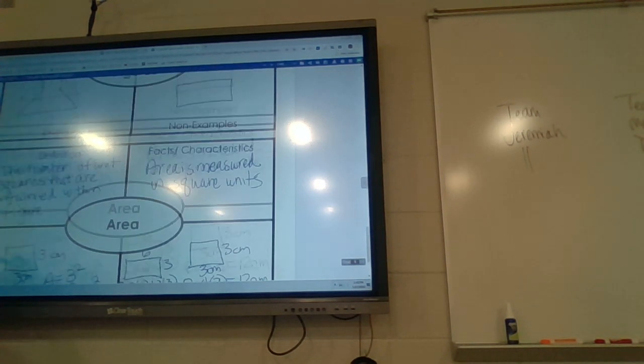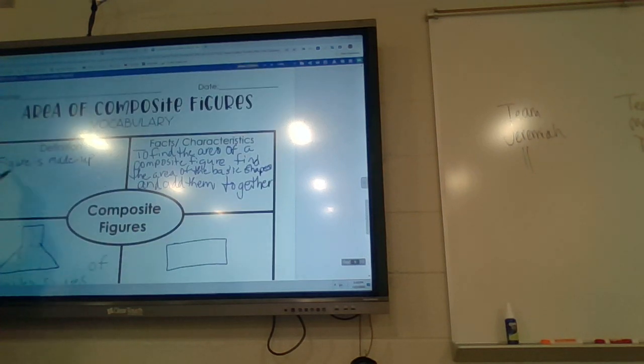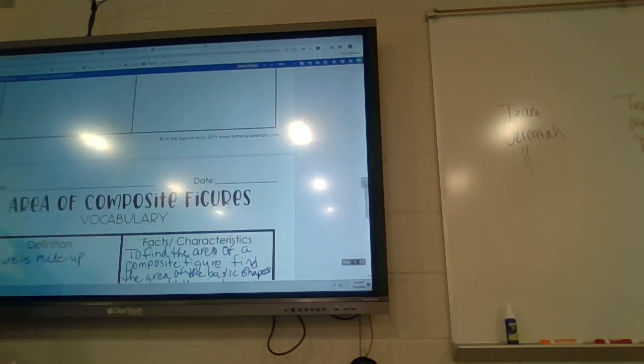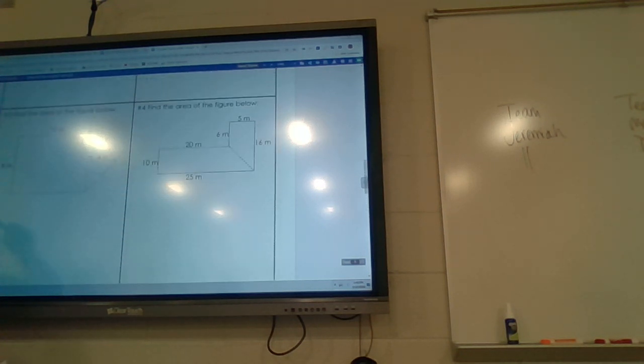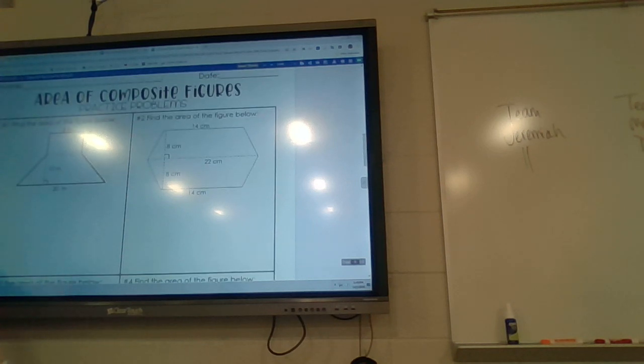Okay, I'm going to go ahead, and if you want to go back to this, you can. So let's look at some examples and work them out. Okay, so here's the first figure. What does it look like, y'all? A rectangle or trapezoid? Looks like a rectangle and a trapezoid. I agree. So let's do the rectangle first. Where's my highlighter?